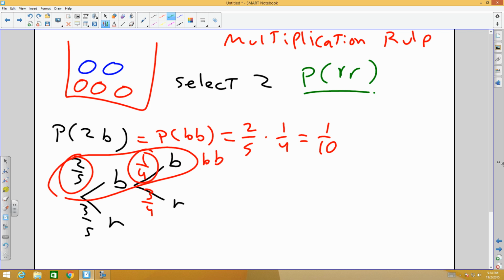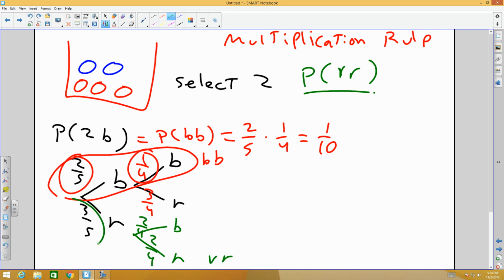Yes, what's the answer? 3 out of 10. Okay, so the second time you select, it can still be blue or red. Given the first one red, the total number of red becomes less, only 2 remaining, and the total becomes 4. So you have 2 over 4 here, and you also have 2 over 4 here. The chance of getting blue will be 2 over 4. Chance of getting red.